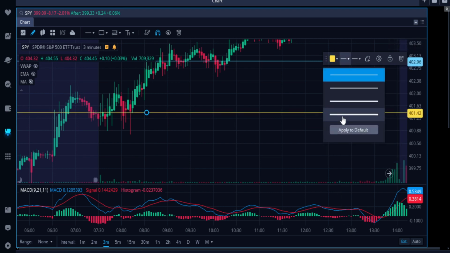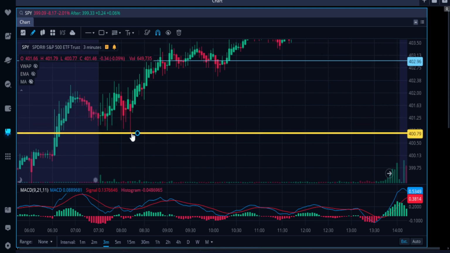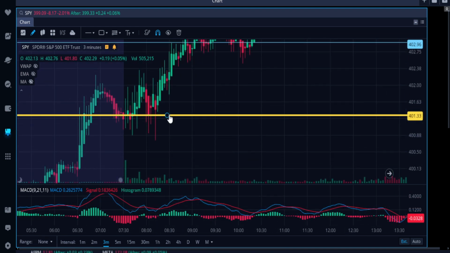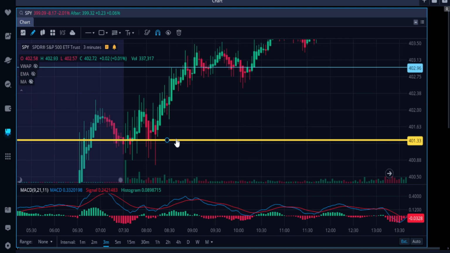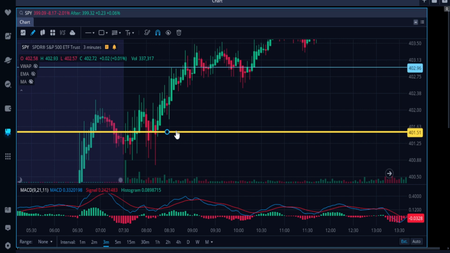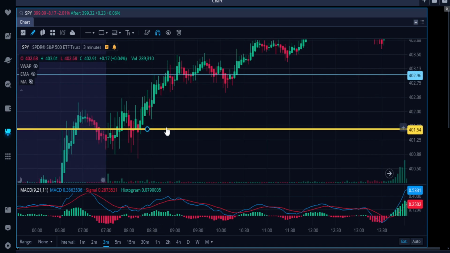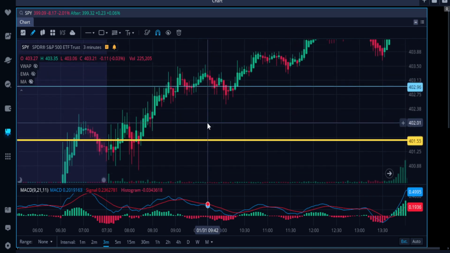I like to mark it with the yellow line. I don't go for the wicks as the target. I like to go for the bodies of the candle. So I could have gone here at 401.33, but sometimes I like to be conservative and play it safe, not be too greedy, right? So I went up to about 401.50 or so, somewhere around here. I went around here, so I set my target, right?